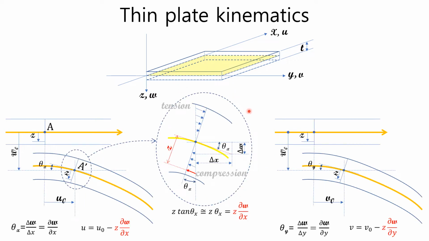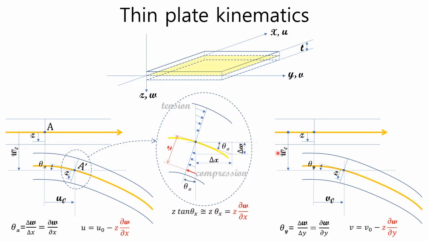The middle picture shows the detailed description related to the deformation of the vertical section, the xz plane, including the point A prime. The slope theta x of the neutral plane at point A prime is delta w over delta x, which is equal to partial w over partial x. On the other hand, half the thickness of the plate in the plus z direction experiences compression, and the other half experiences tension.